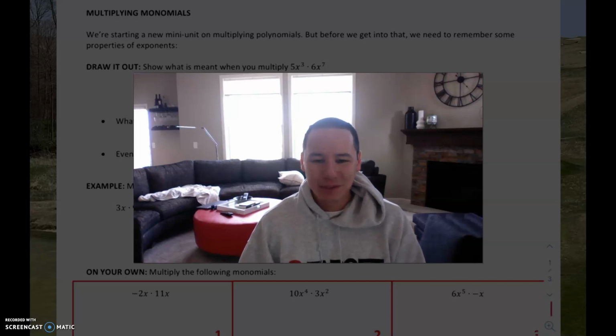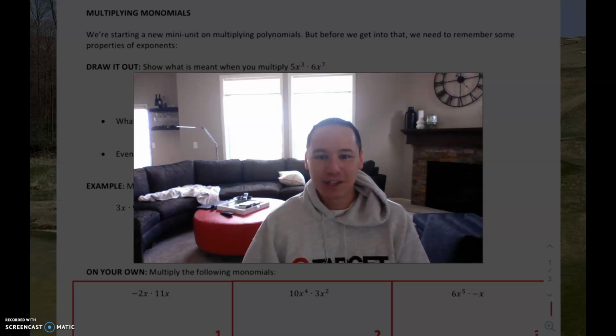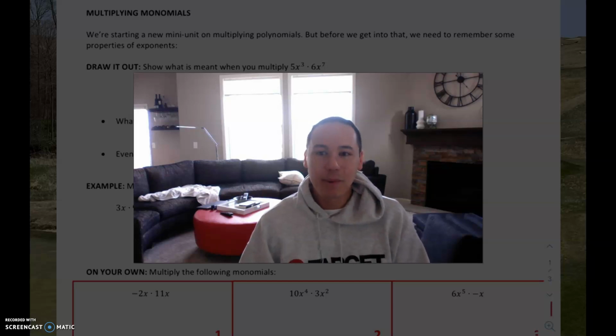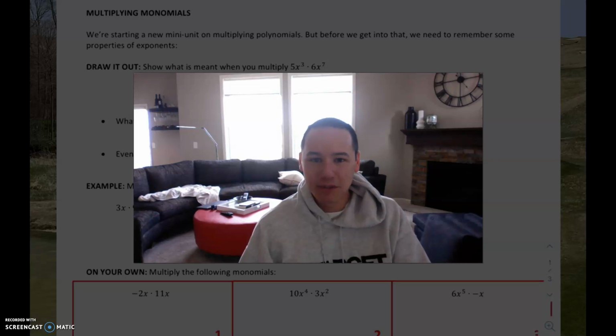Welcome back, algebra students. We've just finished up a unit on solving systems of equations with elimination and substitution. I think we like the elimination method a little bit better. And now we're going to be moving on to a completely different unit on multiplying polynomials. Before we get into the polynomials, where it's a little bit more difficult and there are more terms, we're going to start with just monomials, singular terms.